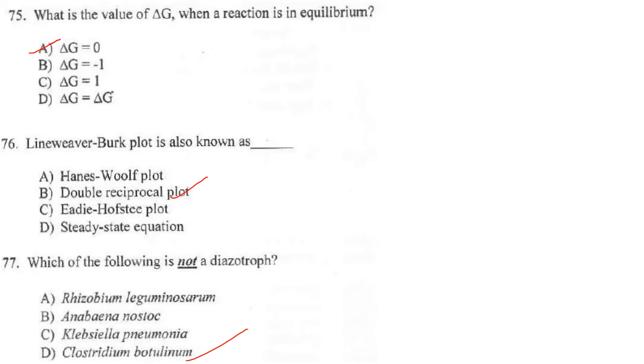Diazotrophs are bacteria and archaea that fix atmospheric nitrogen gas into more usable forms such as ammonia. So here Clostridium botulinum is not a diazotroph. So answer is option D.